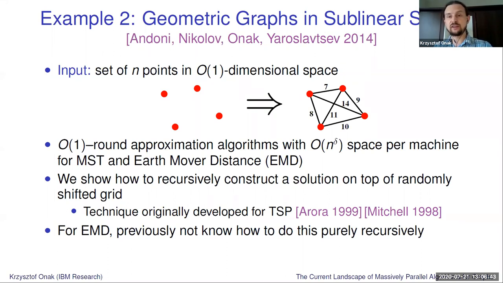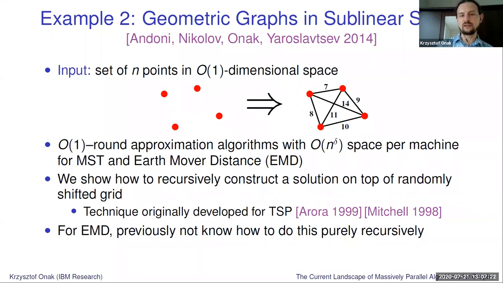So this is for a specific class of graphs, right? It's not arbitrary graphs. It's graphs in which vertices are points, let's say in constant dimensional space. Once you have those points, they induce a full weighted graph, where the weight of an edge is the distance between the endpoints. And so in this case, we showed that it's possible to obtain constant round approximation algorithms, even if the space is sublinear in the number of vertices, right?